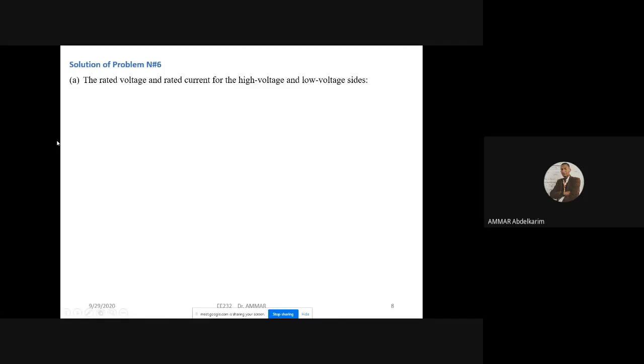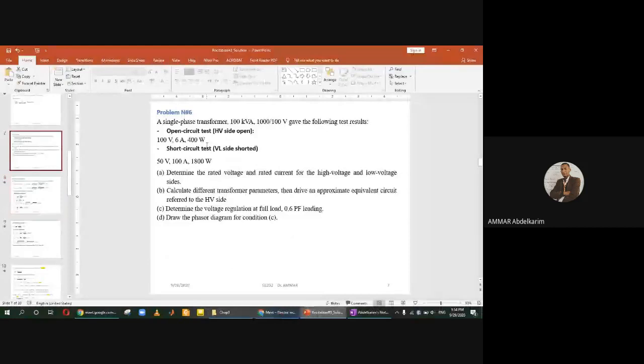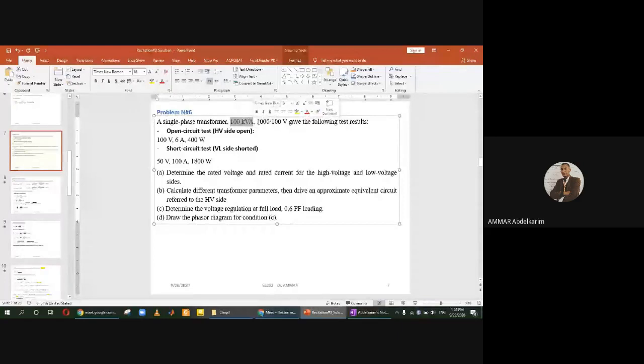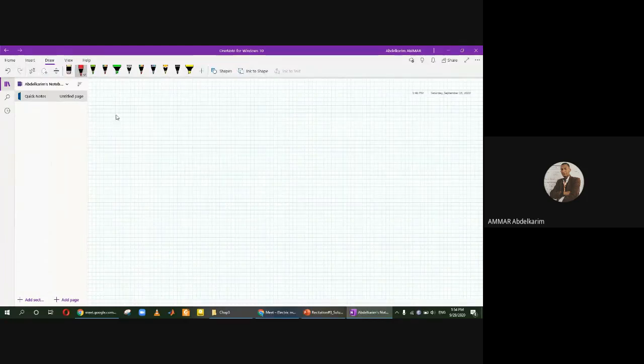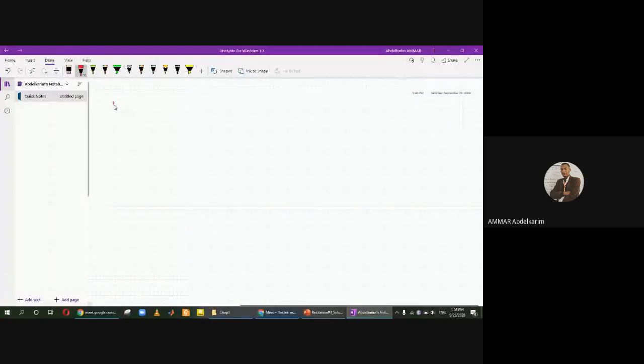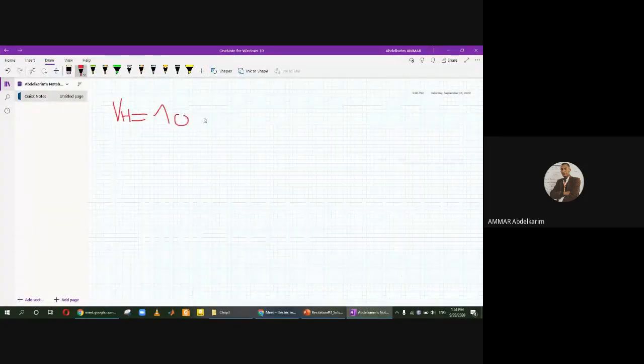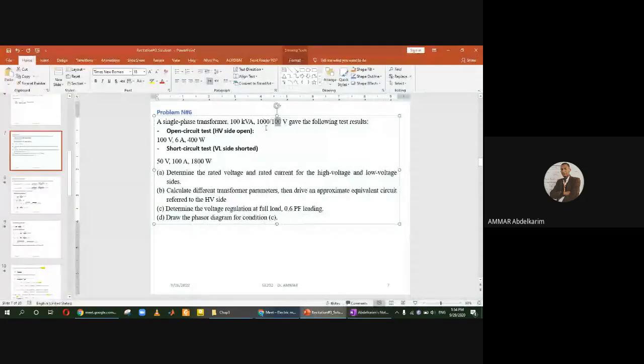So let's go back to the data. Here we have the apparent power S, and we have the high voltage and the low voltage. So according to this data, let's call the high voltage V high, for example. The high voltage is 1000 as given here, while the low voltage is 100.